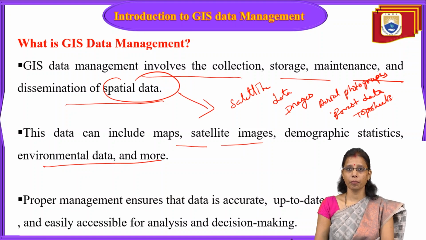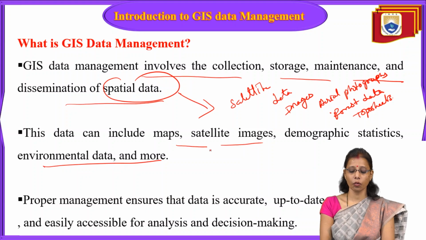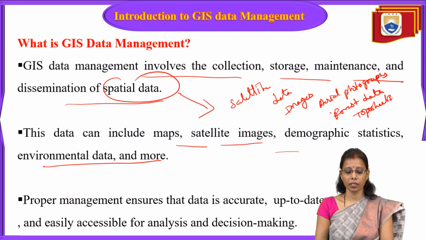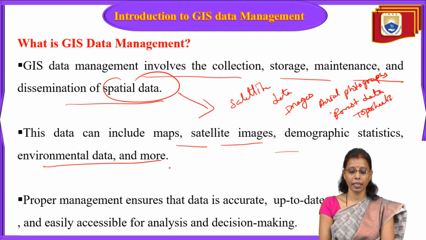GIS data management involves the collection, storage, maintenance and dissemination of spatial data. Collection means collecting information through satellite. The satellite gives us satellite images, then we can store it, maintain the data, and the dissemination of the spatial data is done. This data can include maps, satellite images, demographic statistics, environmental data, and more. What are the different kinds of maps we have?